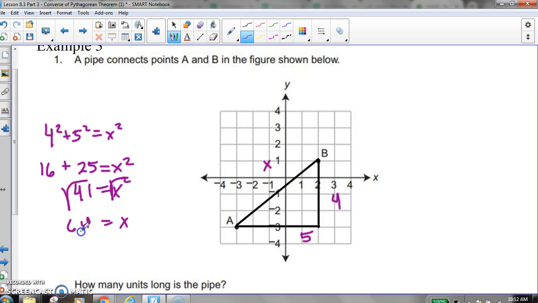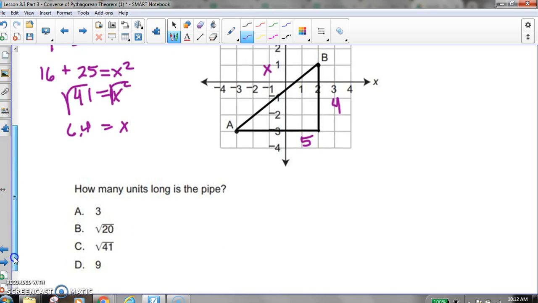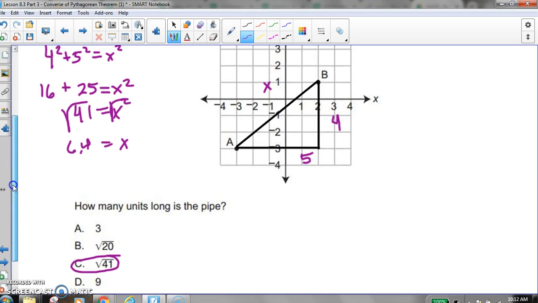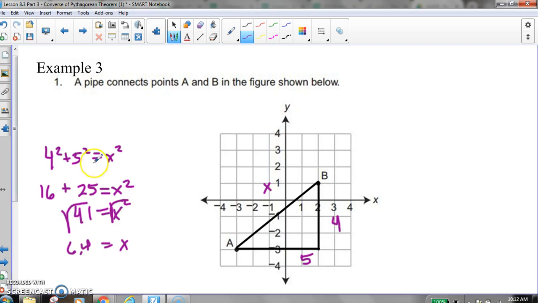Let's take a look and see what our answer choices are to see which one is the correct. Ah, look, they even have the square root of 41. That's a better answer, so we didn't have to approximate anything. So the correct answer for this is the square root of 41, which is what I had right here.